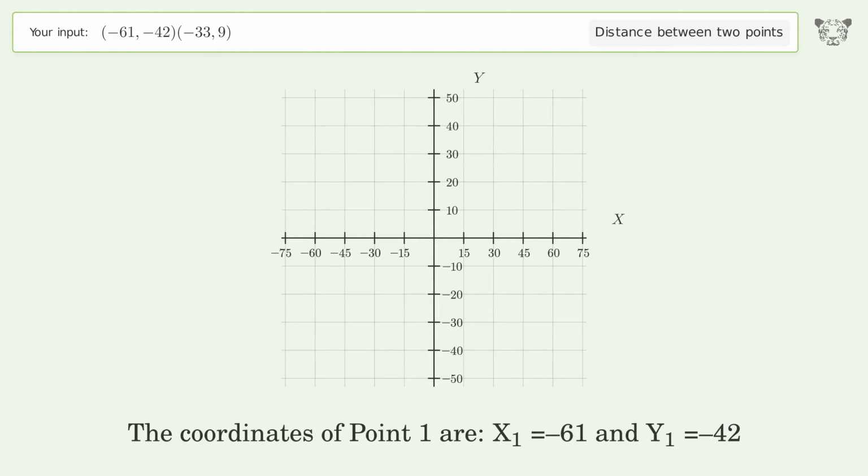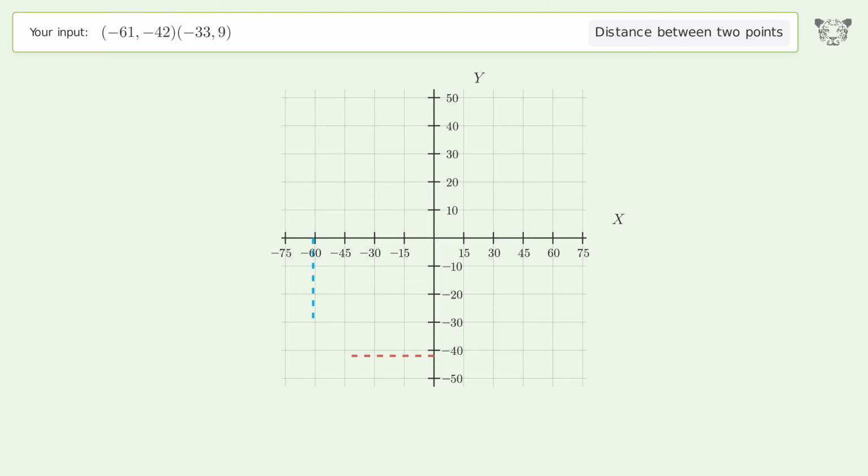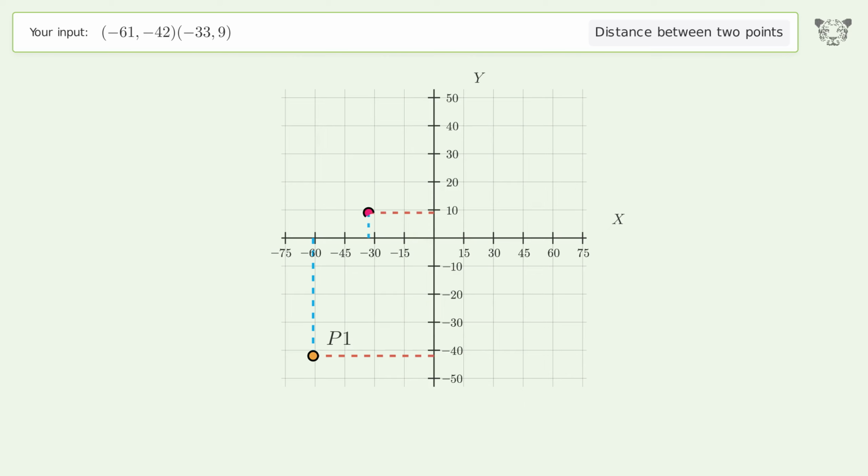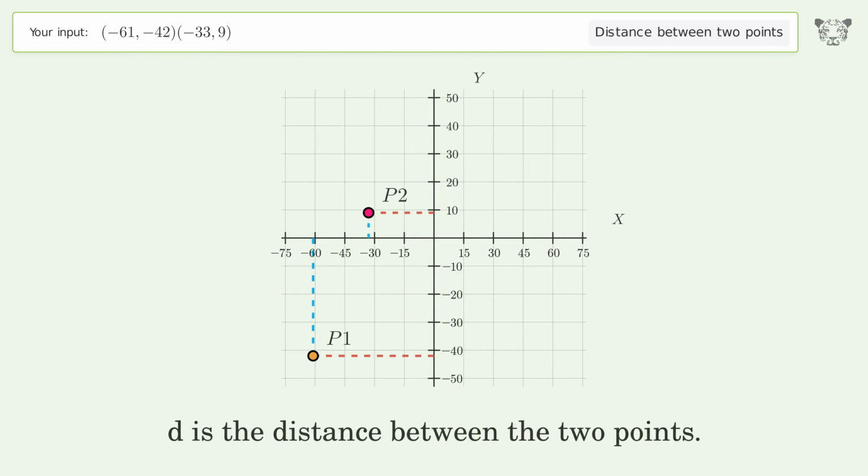The coordinates of point 1 are, x1 equals -61 and y1 equals -42. The coordinates of point 2 are, x2 equals -33 and y2 equals 9. D is the distance between the 2 points.